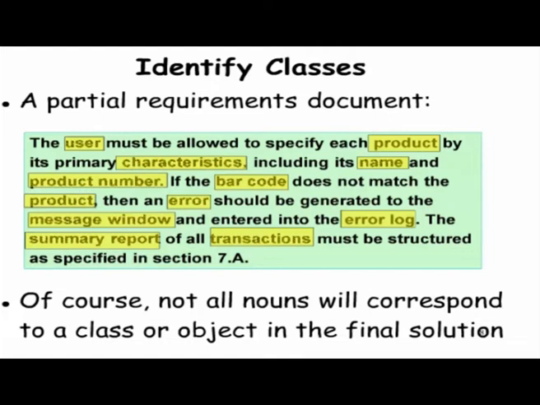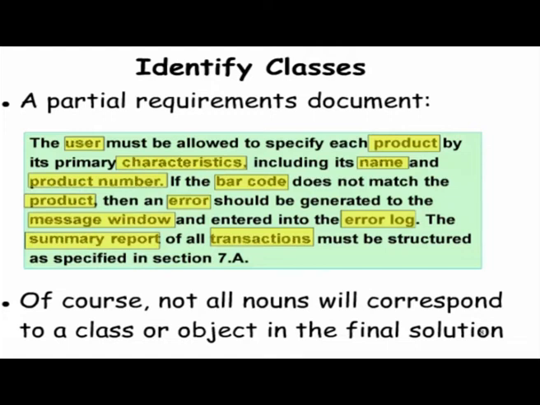But then, as we mentioned, all nouns are not really classes. The ones that describe the user, with which we cannot associate any data or any methods, are not classes. So characteristic: we cannot associate a method other than get characteristic and set characteristic. So it is an attribute of a product. The product has characteristics and this is an attribute. Name is an attribute. Product number is an attribute, and so on.